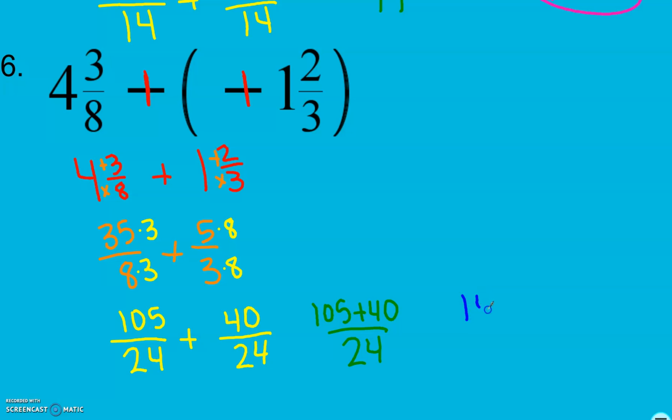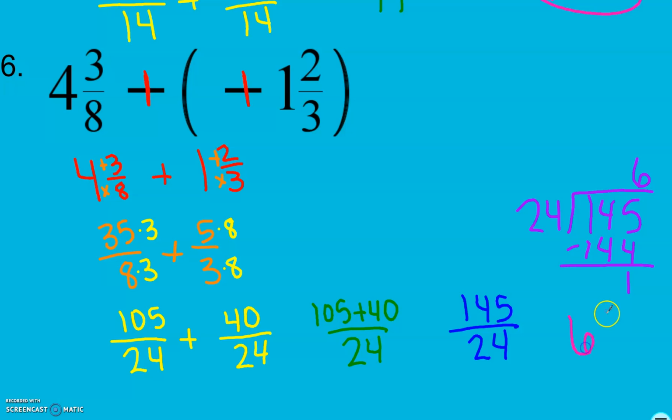Same sign, so I add them up. Now I can divide because my numerator is bigger. 145 divided by 24. So it's going to give me a 5. Actually, it's going to give me a 6. Sorry. 24, 144. Remainder 1. So here, whole number 6. Remainder is my numerator. Denominator is 24. And I get 6 and 1/24.